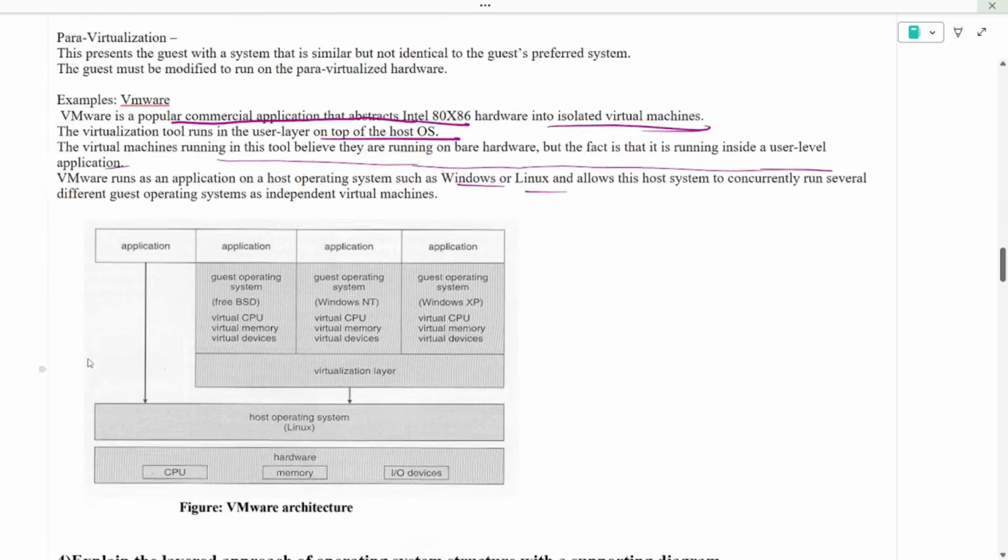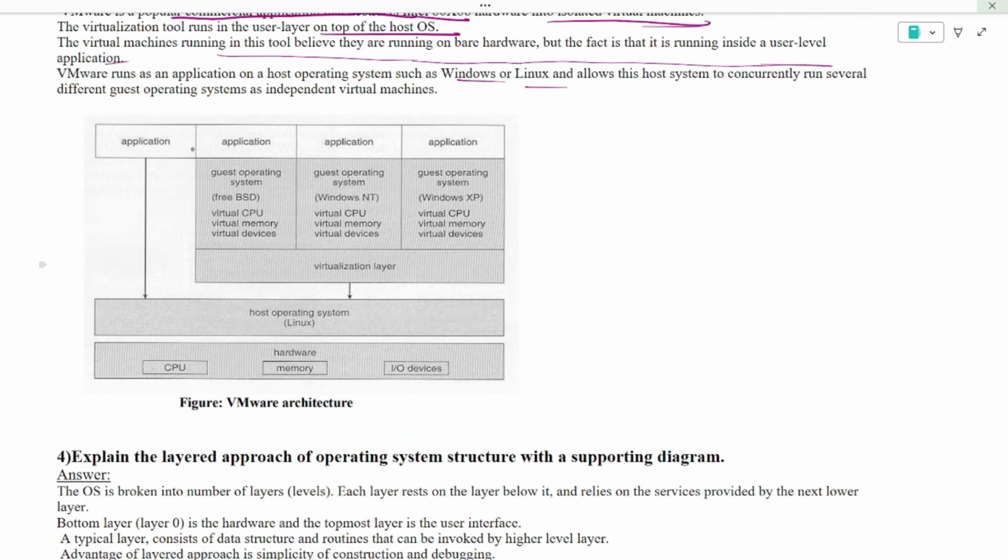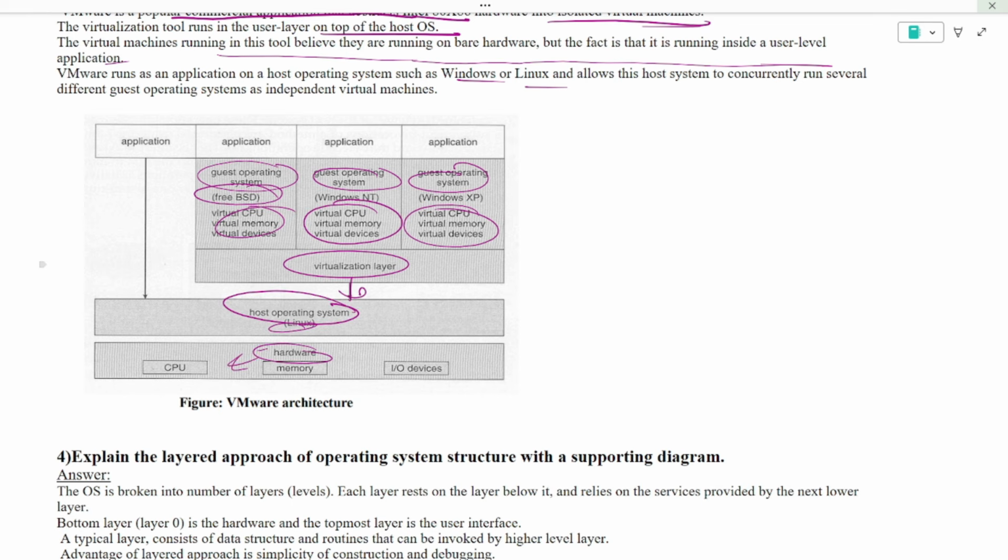Now if you see this example, you have applications and the guest operating system. There are three guest operating systems with virtual CPU, memory and devices, having a virtualization layer that is connected to the host, that is Linux, and the hardware will be CPU, memory and the input output devices.